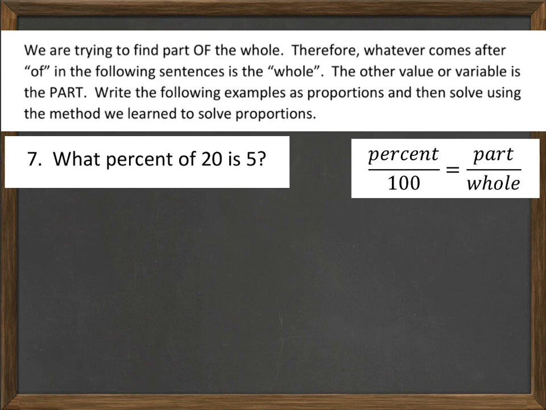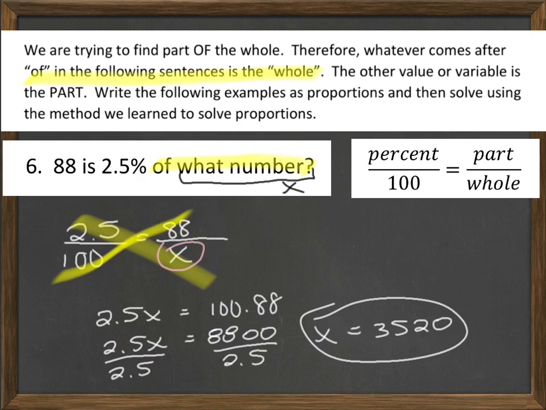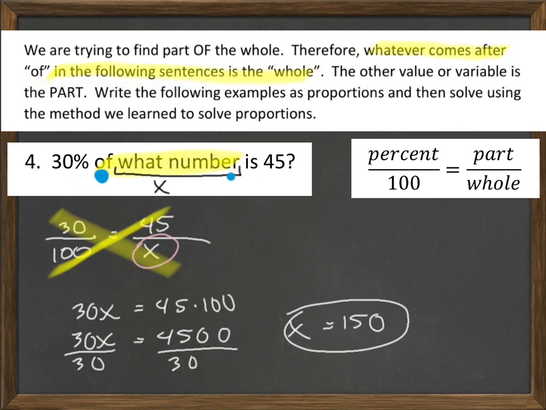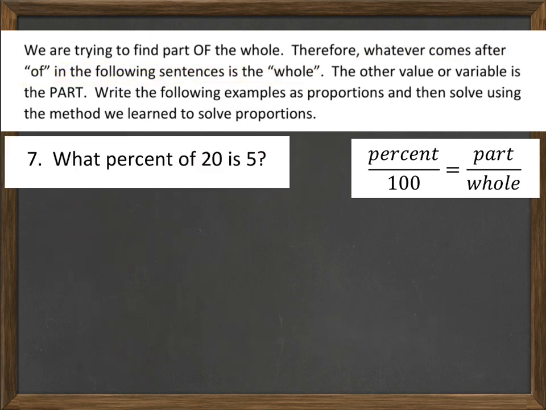It says, what percent of 20 is 5? So in all of the six previous examples, if you recall, the very first thing I did was to rewrite my percent as a fraction. 2.5% became 2.5 over 100. 15% became 15 over 100. 30% became 30 over 100. But what am I going to do with this problem? It says what percent? Oh my gosh.